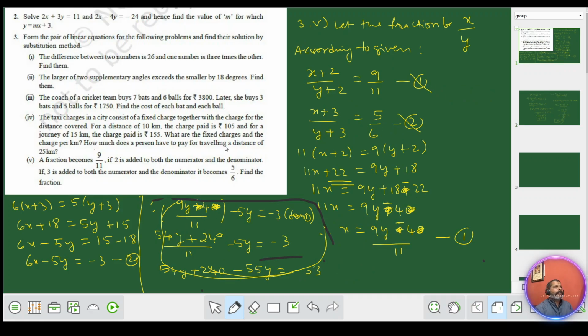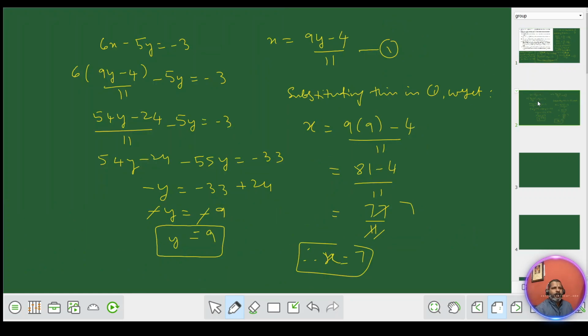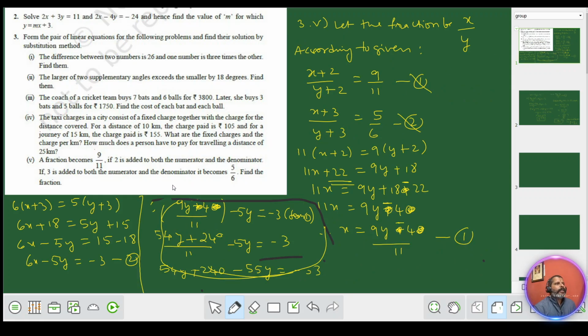What is being asked? Just check the question. Find the fraction. What is the fraction we assumed? X by y. Therefore, finally you conclude required fraction is x by y, that is 7 by 9. Okay. This last question, though it looks simple, right? Simple, but your cross multiplication and all has to be done properly. Okay. Thank you.